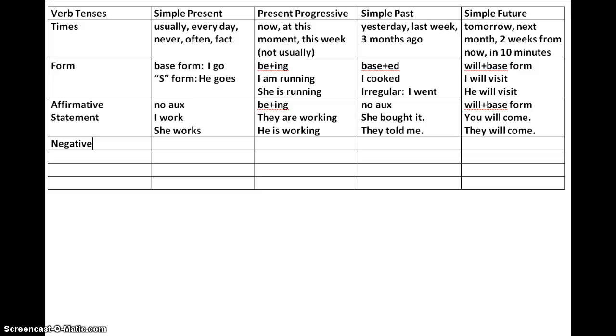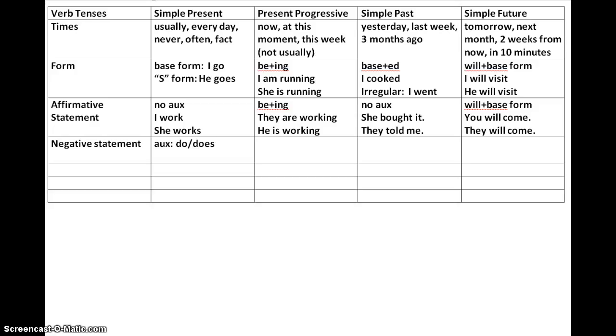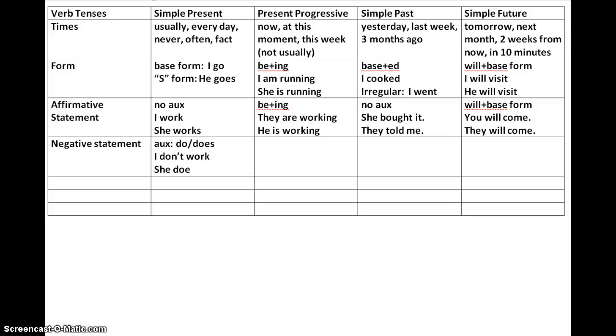The negative statement, in English, all negatives need an auxiliary. So in simple present, the auxiliary will be do or does. I don't work. She doesn't cook. In present progressive, the auxiliary is be. Be plus ing for present progressive. So I'm not visiting. He isn't studying.